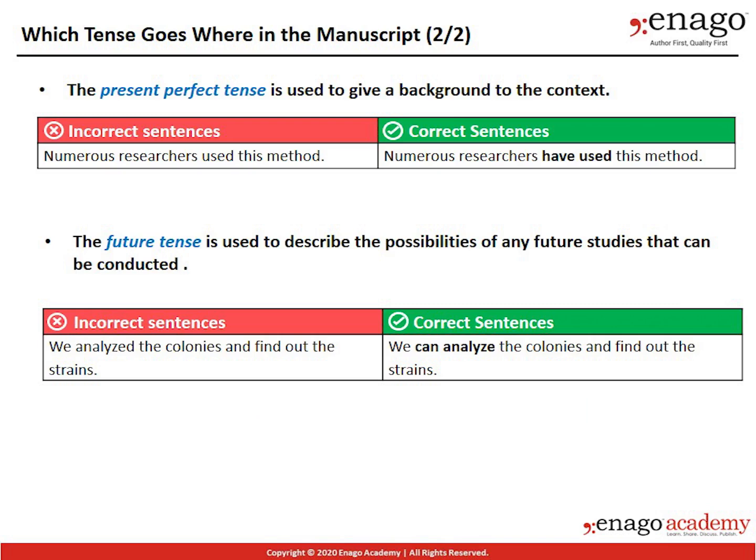Okay, so the present perfect tense tends to give an action that occurred at a non-specific time in the past, but which also has relevance in the present. So for instance, an example: numerous researchers have used this method. So that's present perfect. And then the future tense is used to describe an action that will take place at a particular point in the future. So again, that would be around future actions, further study, and something that's basically beyond the scope of the paper. Next slide.